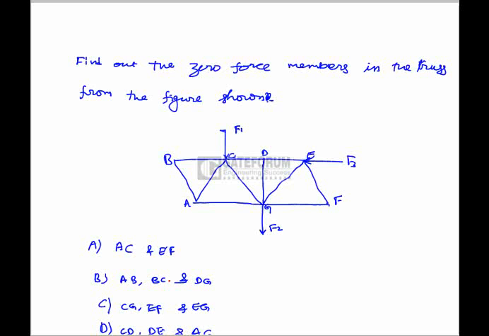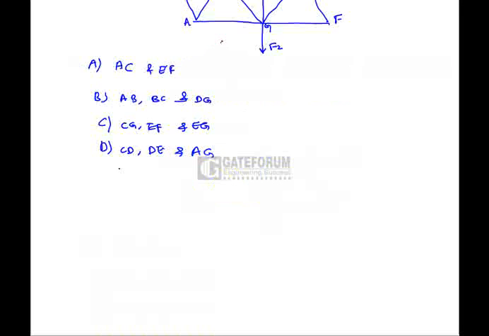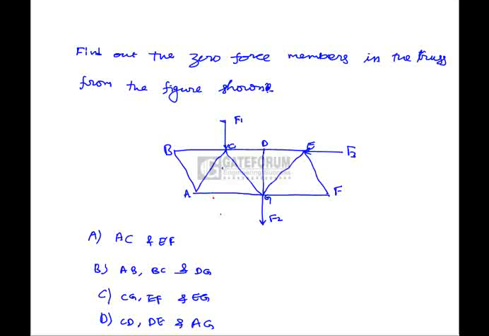The zero force members in the truss from the figure shown. Here this is the given truss, and the options are AC and EF; AB, BC and DG; CG, EF and EG; CD, DE and AG. So in the given diagram, AB, BC and DG are the zero force members because there is no force component available in those directions. So the correct option is B. B is the right answer.